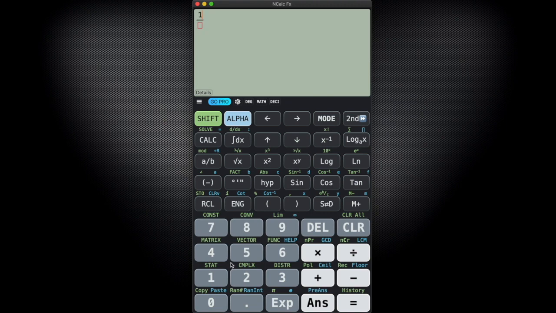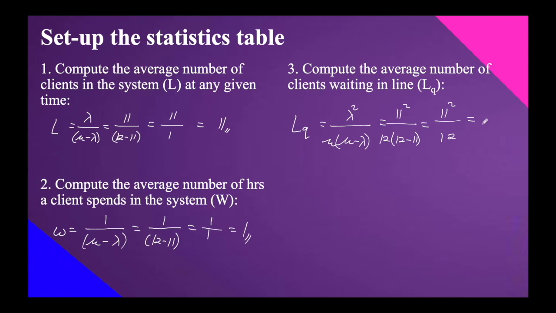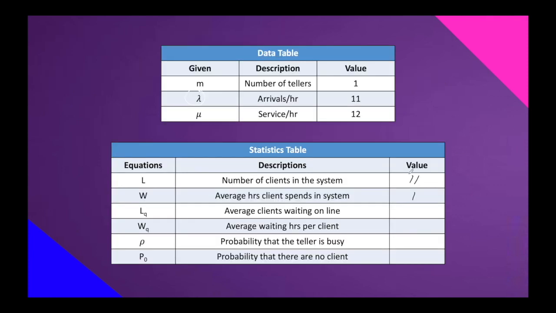Okay, so here we have 11 squared over 12. The answer is 10.0833. Let's write it here: 10.0833. Meaning to say, guys, we have 10.08, or 10 clients waiting in line on the average. So 10 kayo yung nakapila. That is number 3, yung tinatanong ng number 3. And let's write this on our statistics table.